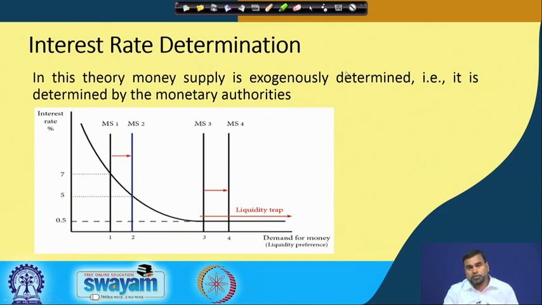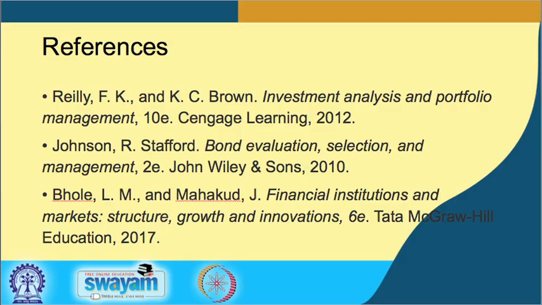So, now we have discussed three theories: the classical theory, the loanable fund theory, and the Keynesian theory. All those theories were trying to explain how the interest rate in the market is determined, and what the factors are which affect the demand side and supply side variables that finally determine this interest rate. Please go through the references for this session. In the next class, we will be discussing the term structure theories of interest rate.